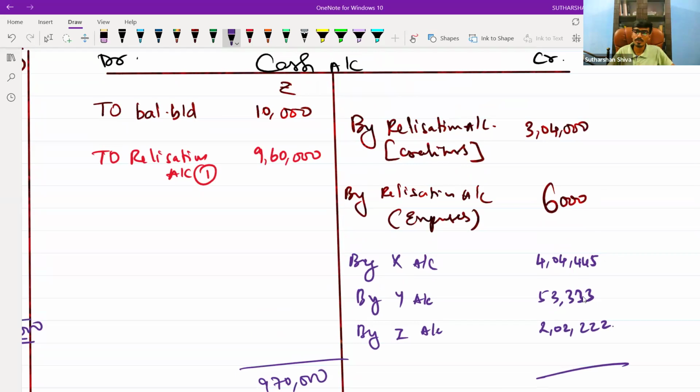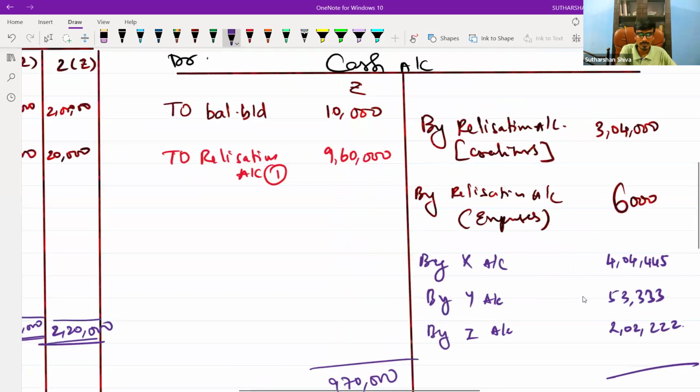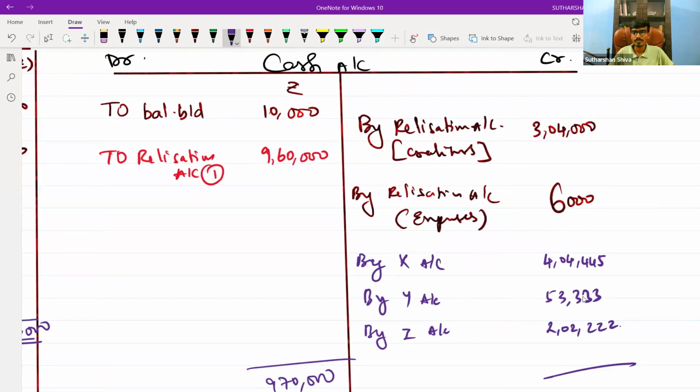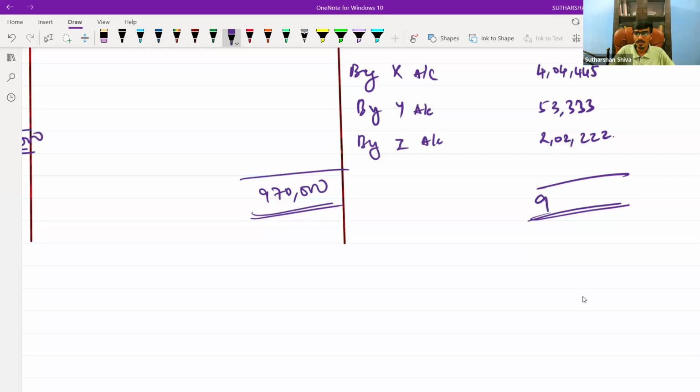4,04,445 plus 3,03,333 plus 2,02,222. It means I'm paying. What's the value over there? It is 9,70,000. Same, sir. Same. 9,70,000. That's all we have done.